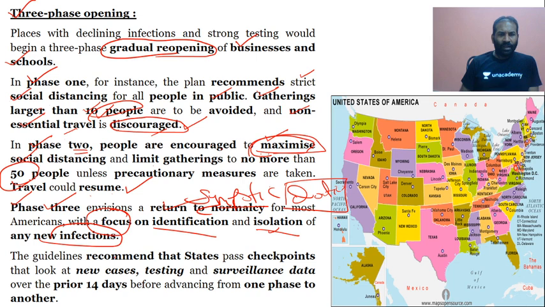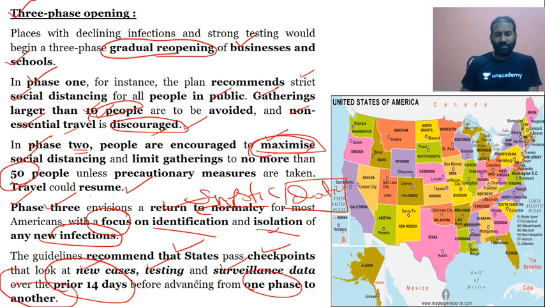And then all these are recommended by the president to the states, and they have passed the checkpoints, that for new cases they have to go ahead with the identification, isolation, and then testing, and surveillance data is taken into consideration over every 14 days. And then depending upon the data, depending upon the infections which are coming down, and in regards to the deaths, the mortality rate, if it is coming down, then slowly the phases will move from one phase to another phase. So it all depends upon the 14-day period data which they will look at.